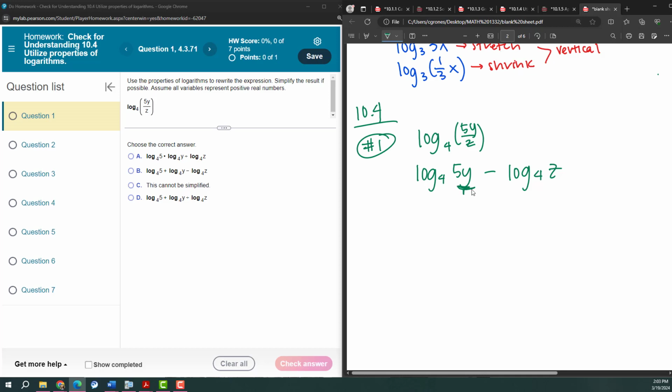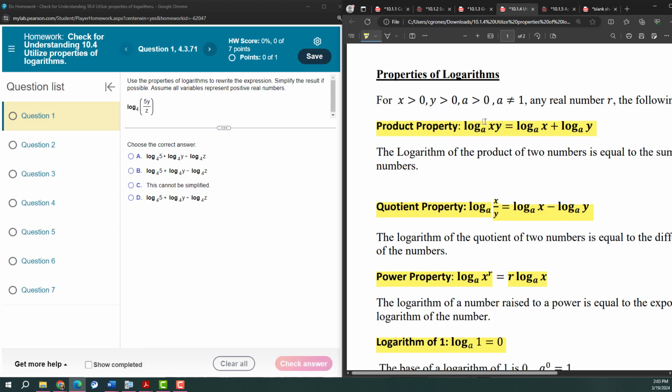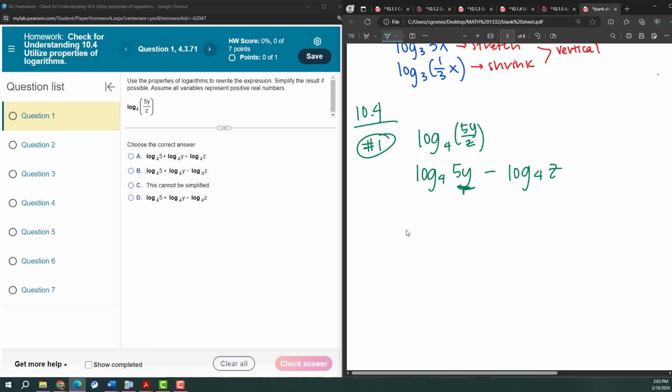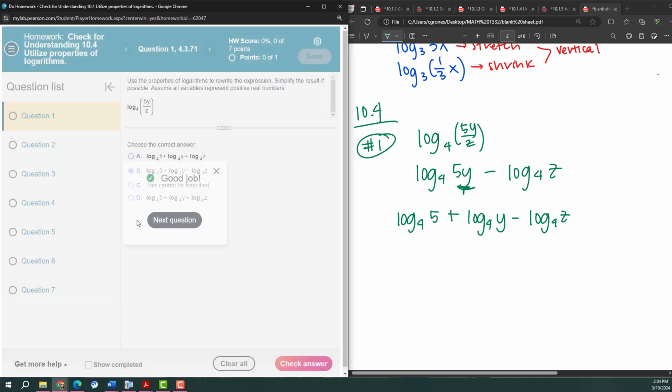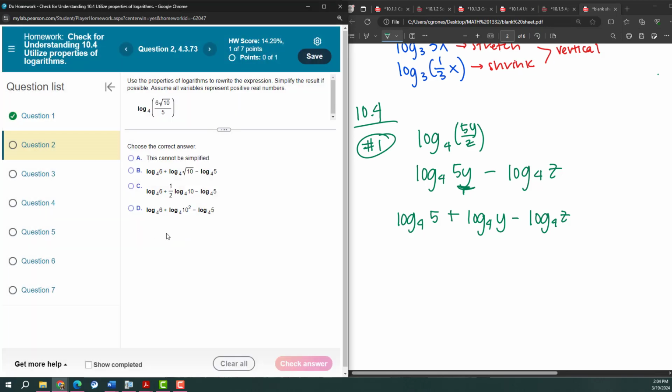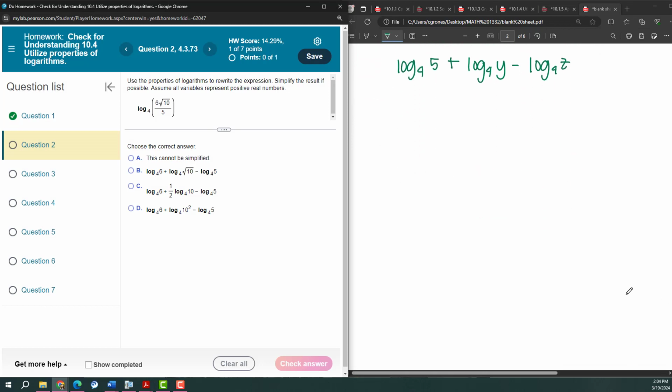So here we have the product property. Whenever you have multiplying, you can add. So log of 4 times 5 plus log of 4 times y minus log of 4 times z. So option B. Great. Okay, so number 1, and then number 2 also is on the test.